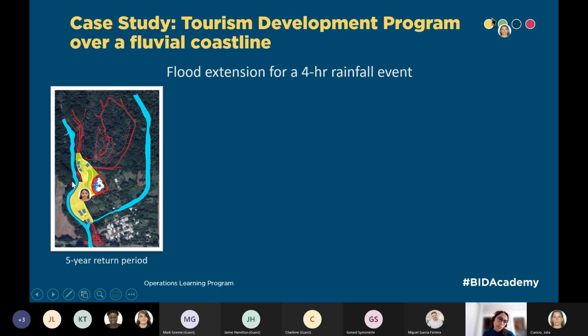Can you see my pointer? Yes, we see your pointer. Yeah, Alejandra, yes. Perfect.